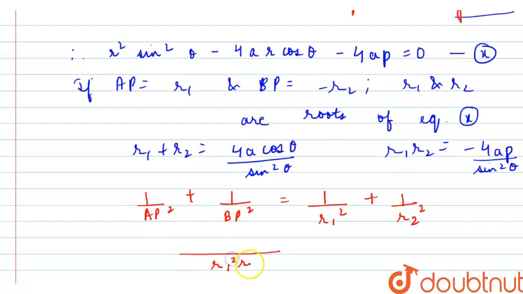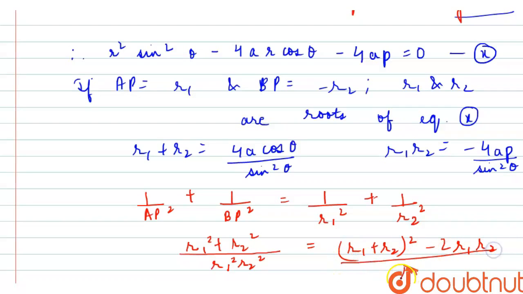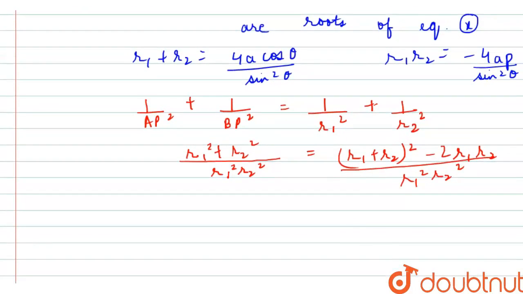So solving it further, what I get, R1 square plus R2 square upon R1 square R2 square. I can write it as (R1 plus R2) whole square minus 2 R1 R2 upon R1 square R2 square. Correct.